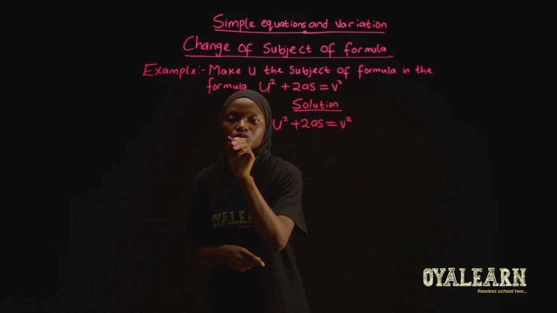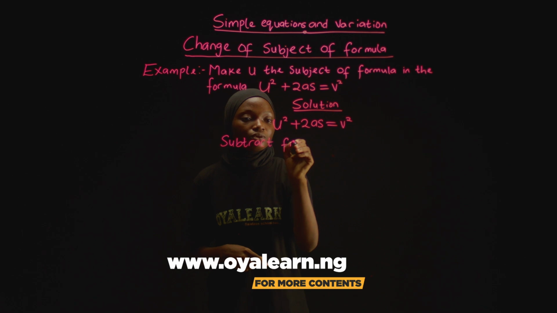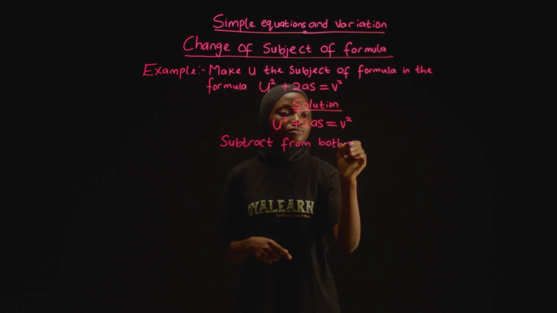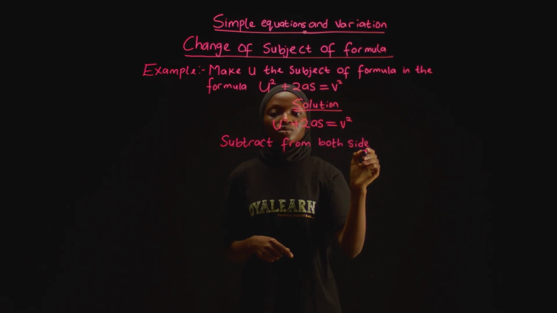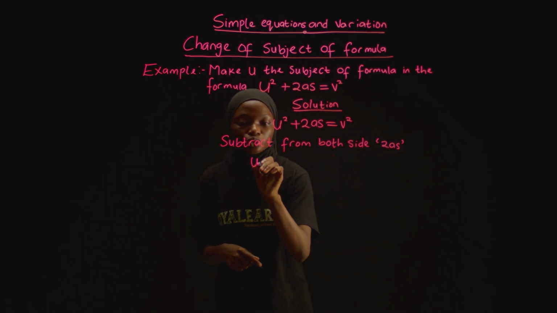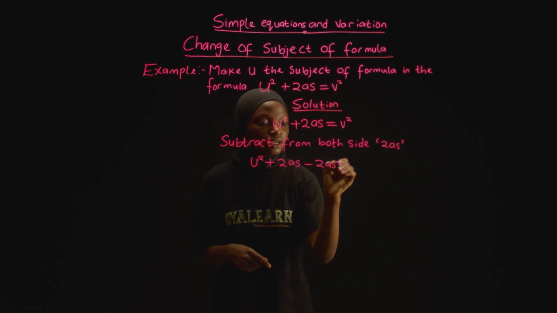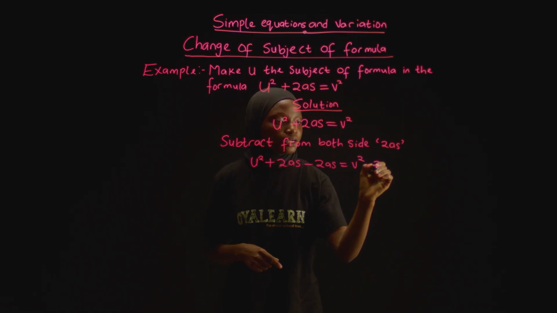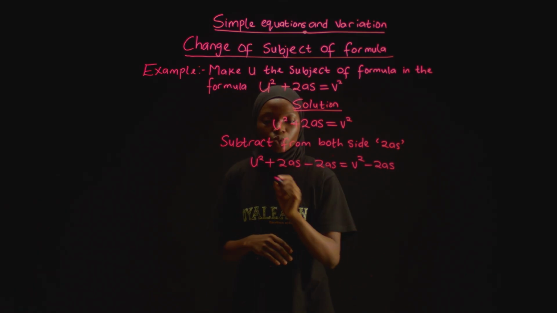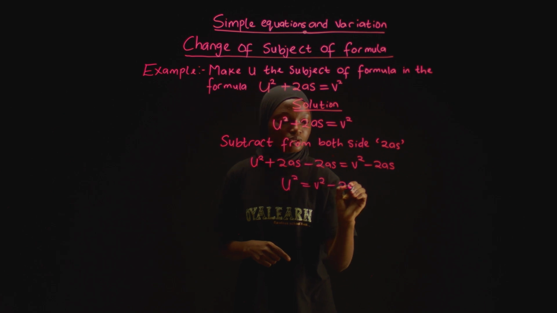So let's do that. Subtract 2as from both sides. So we have u squared plus 2as then minus 2as equals v squared minus 2as. Now plus 2as minus 2as, that's 0, it cancels out. So we are left with just u squared at this side equals v squared minus 2as.